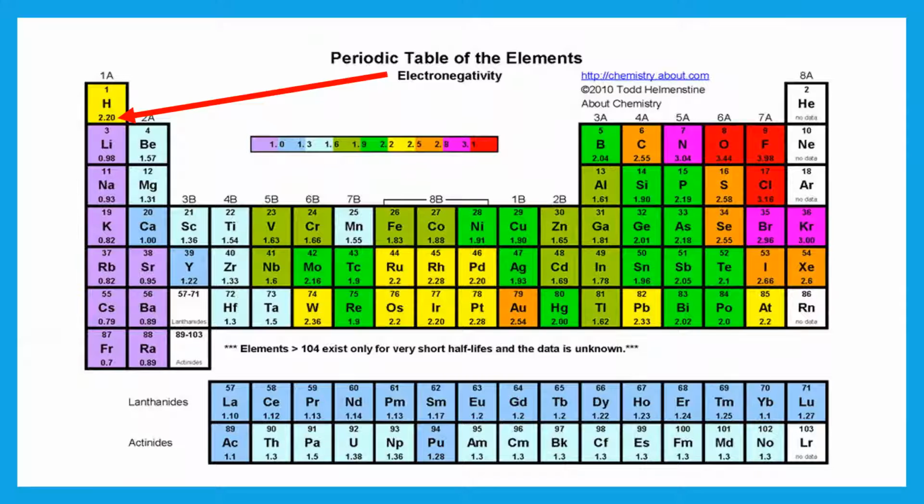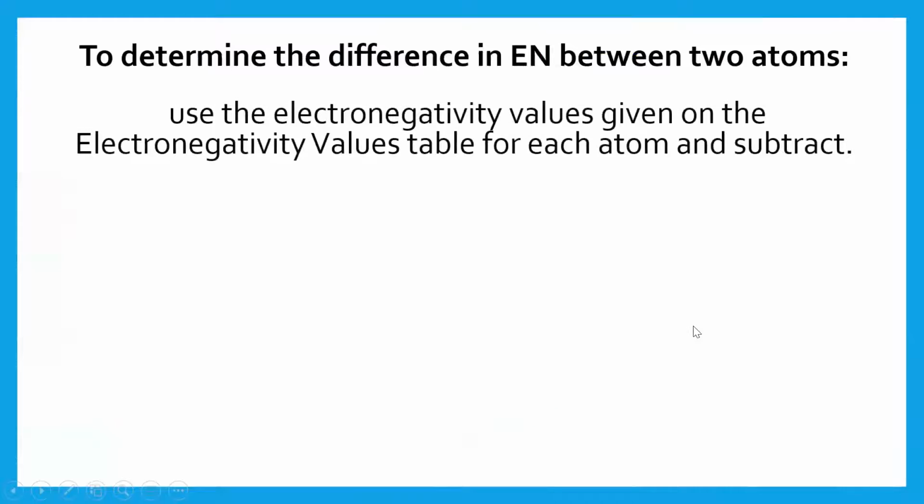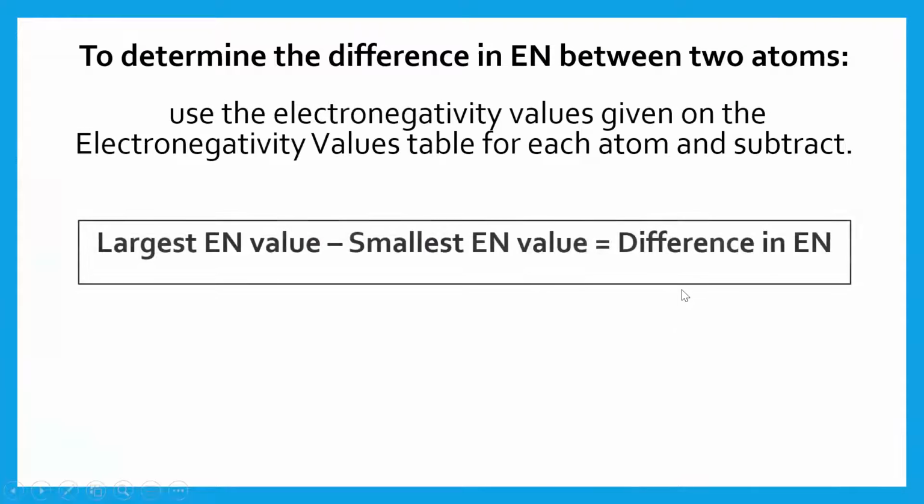When you're doing electronegativity calculations, as I said, you need to be looking at a periodic table that has the electronegativity values on it, not just a normal periodic table. And you're going to be looking at these numbers that are usually rounded to 2 decimals. So how do we determine electronegativity between two atoms? You take the electronegativity values given to you on the chart and you simply subtract. It's always the larger electronegativity value minus the smaller electronegativity value, and that gives you a difference.